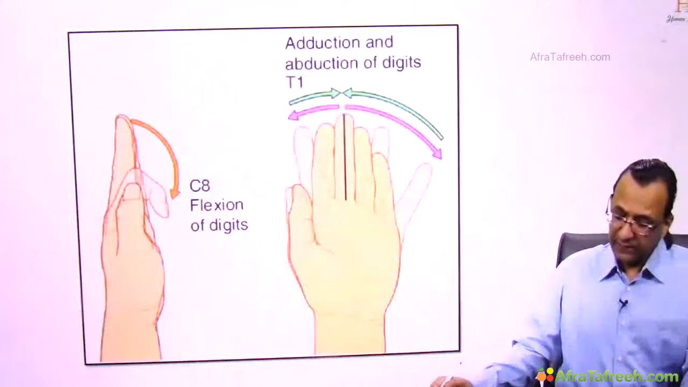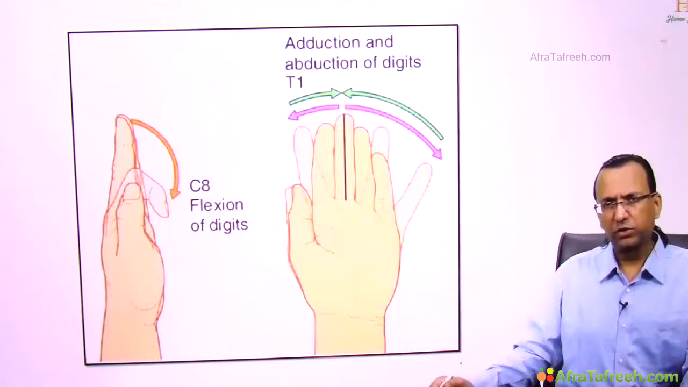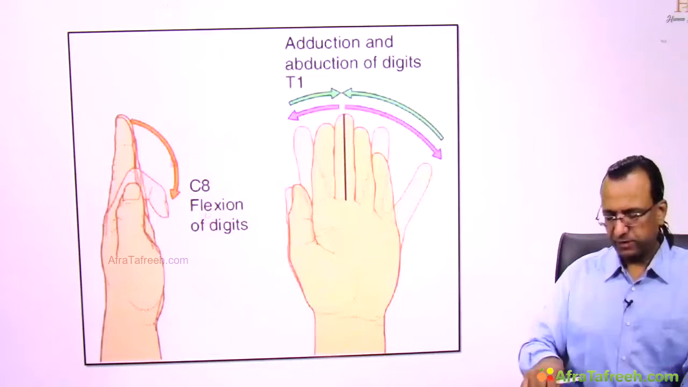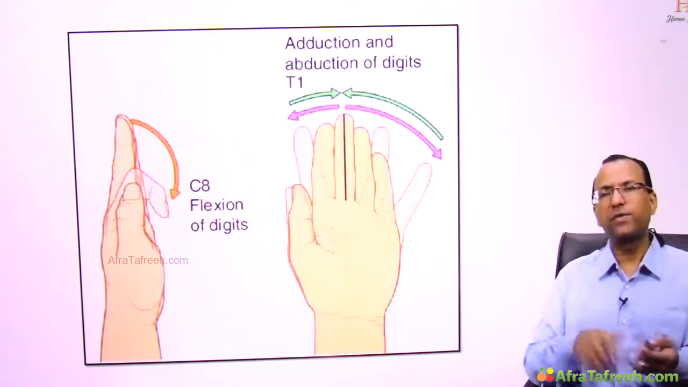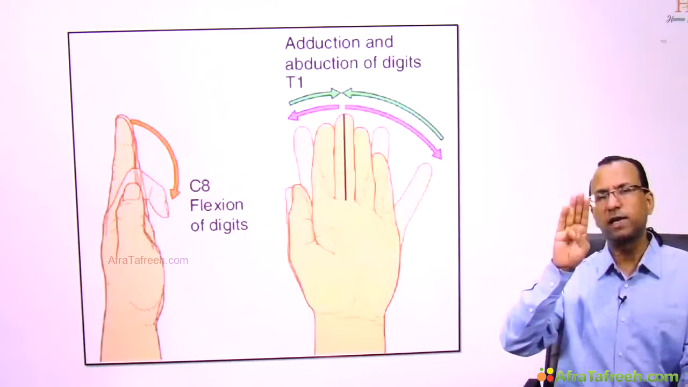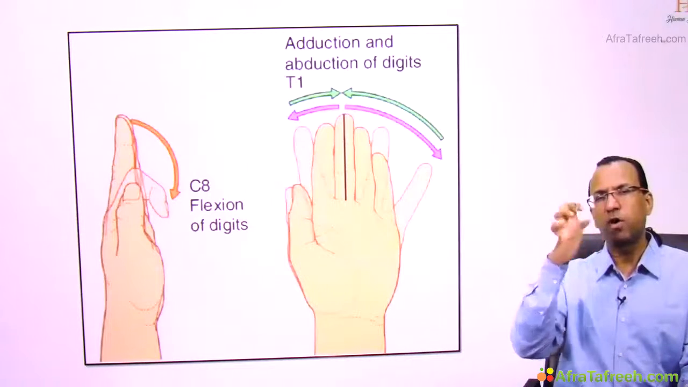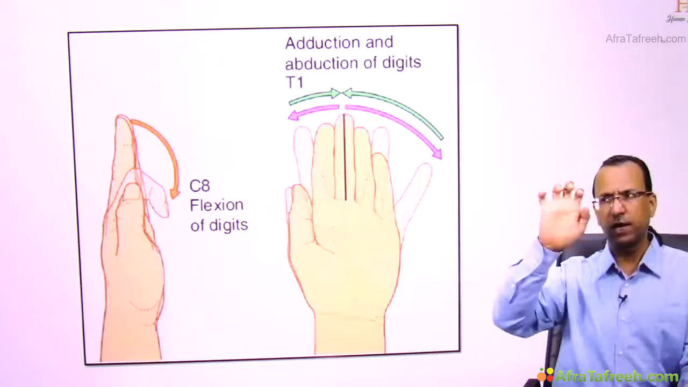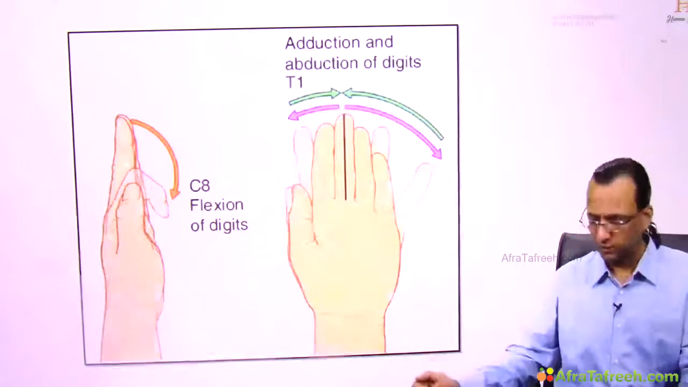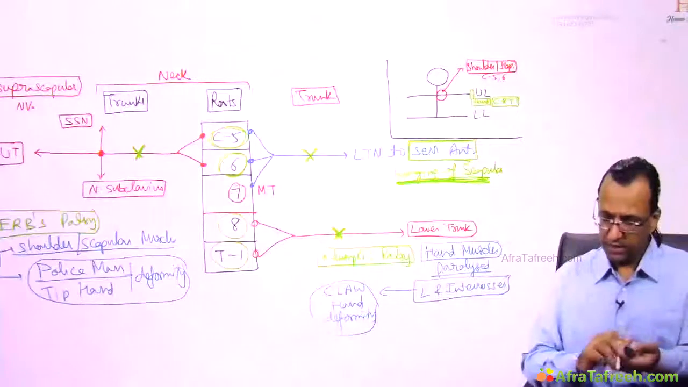You see, in Klumpke's palsy, it will be the other way around. What is the root value involved in Klumpke's palsy? C8, T1. So finger flexion can become a problem, and finger spreading and closing is a problem. So there will be a claw hand deformity. Why? Because hand muscles are paralyzed. Can we discuss more about that? Yes, we'll discuss, but here we draw a diagram, which is going to tell us the details of the two.